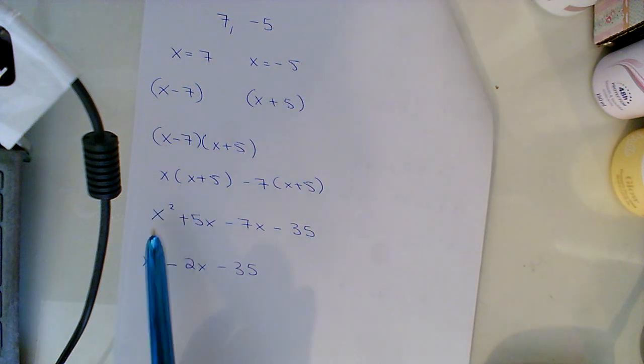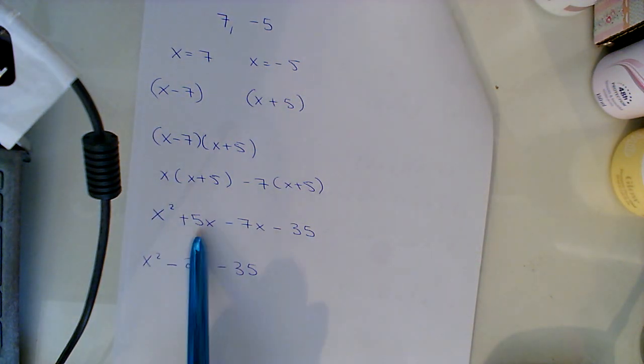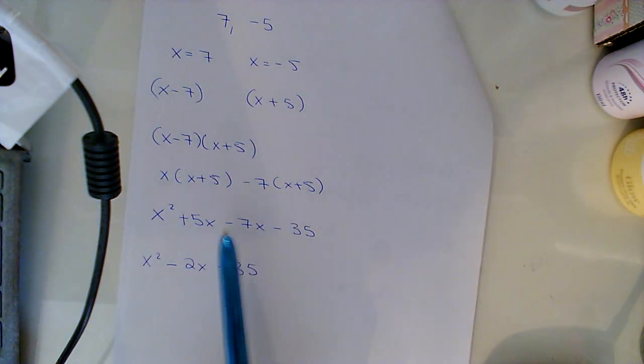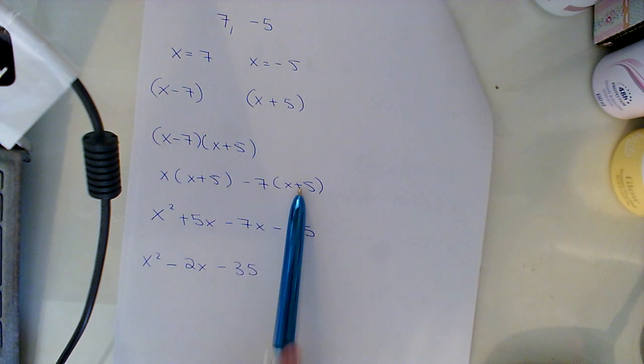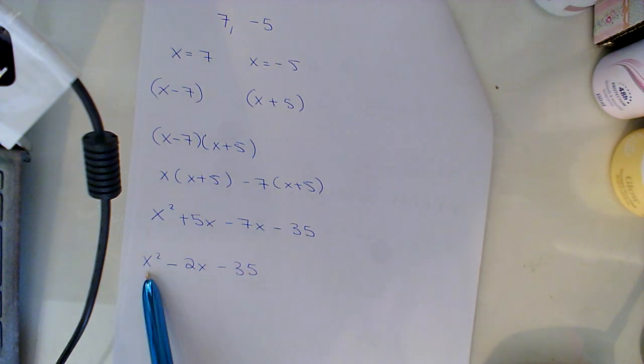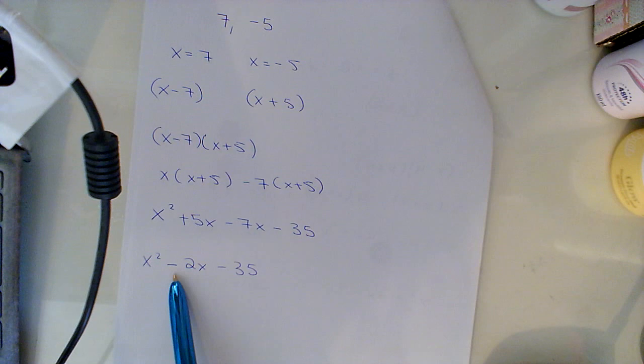So x times x, I get x squared, x times 5, 5x, minus 7 times x, minus 7x, minus by plus is minus 35. X squared plus 5x minus 7x, I get minus 2x, minus 35, and that's my final answer.